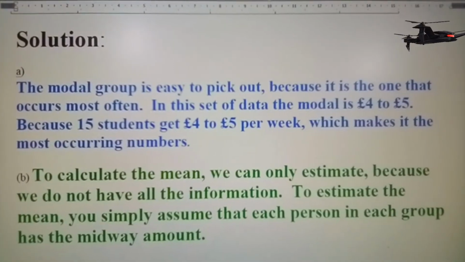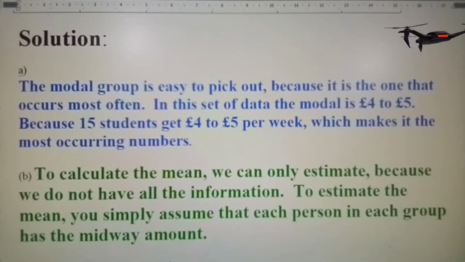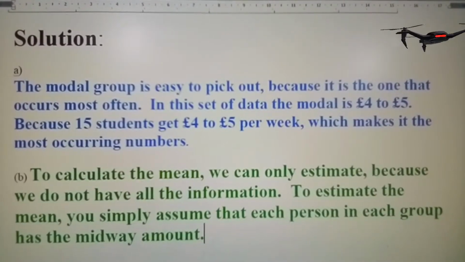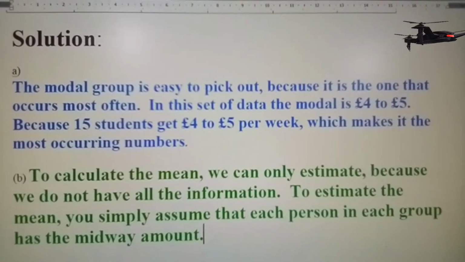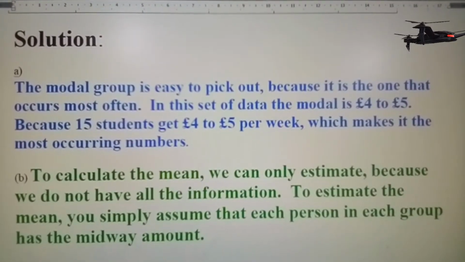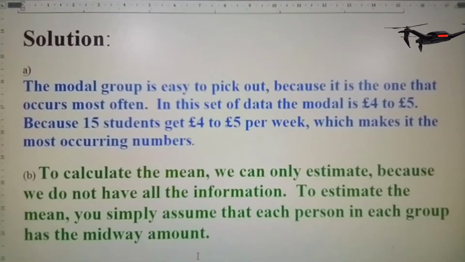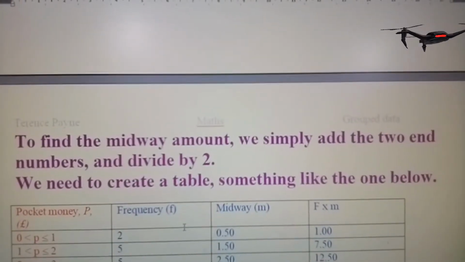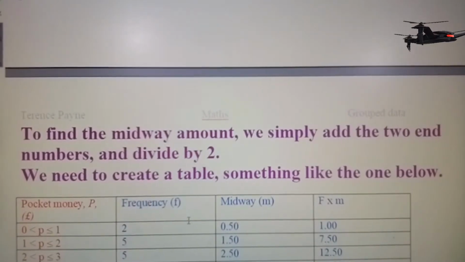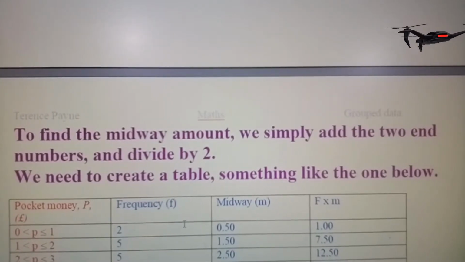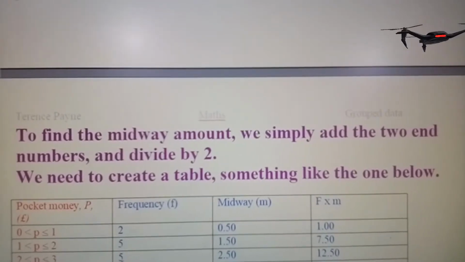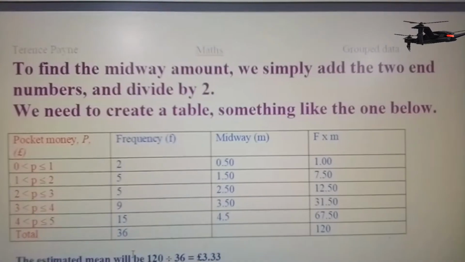Right. To calculate the mean, we can only estimate because we do not have all the information. To estimate the mean, you simply assume that each person in each group has the midway amount. Now to find the midway amount, we simply add the two end numbers and divide by 2. We need to create a table something like the one below. So let me bring this up further so you can see the table in full.